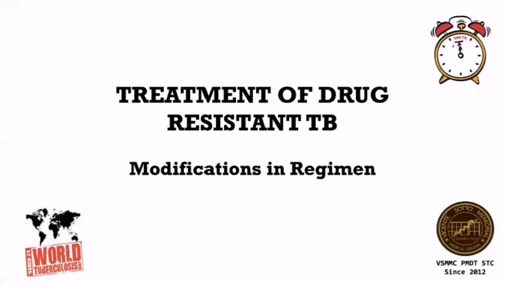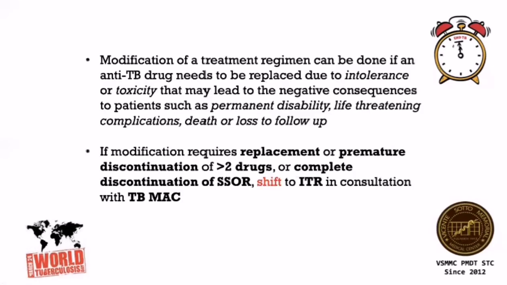So if we have to give interventions on the following adverse drug reactions, we also have modifications in terms of the severity of the adverse drug reaction due to our drugs. So how are we going to modify our regimen? Modifications of a treatment regimen can be done due to intolerance or toxicity that may lead to negative consequences to patients, such as permanent disability, life-threatening conditions, or it may lead to death or loss to follow-up.